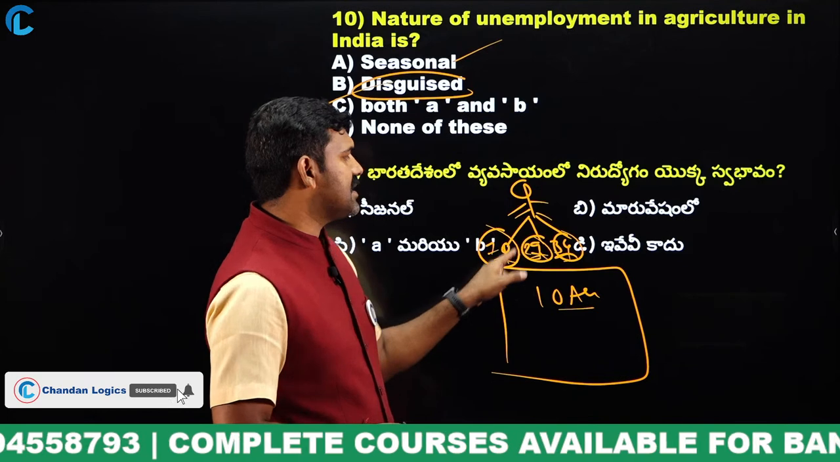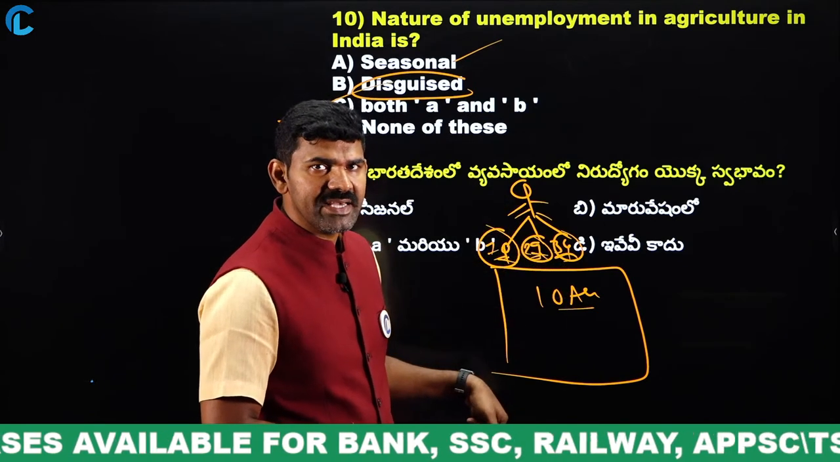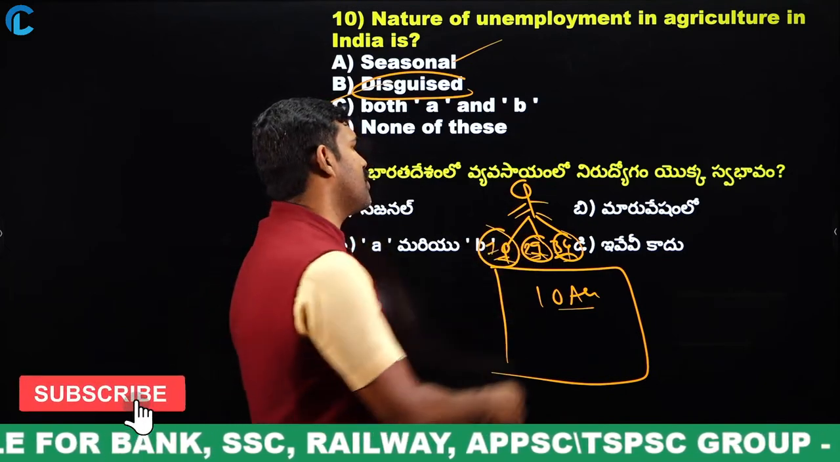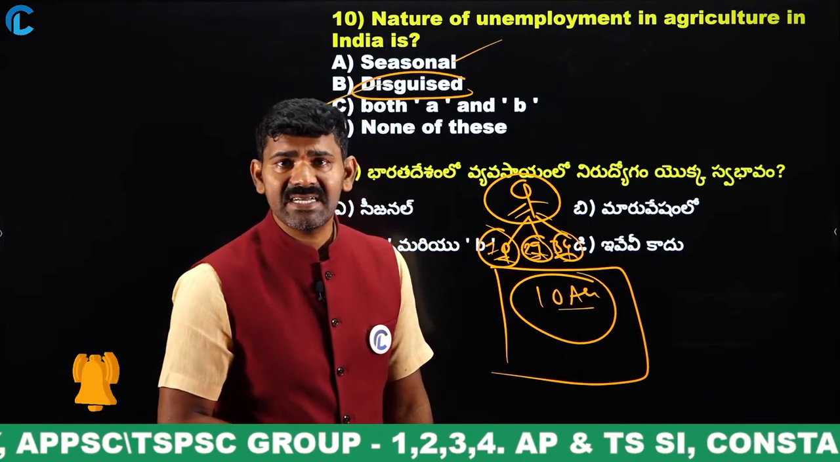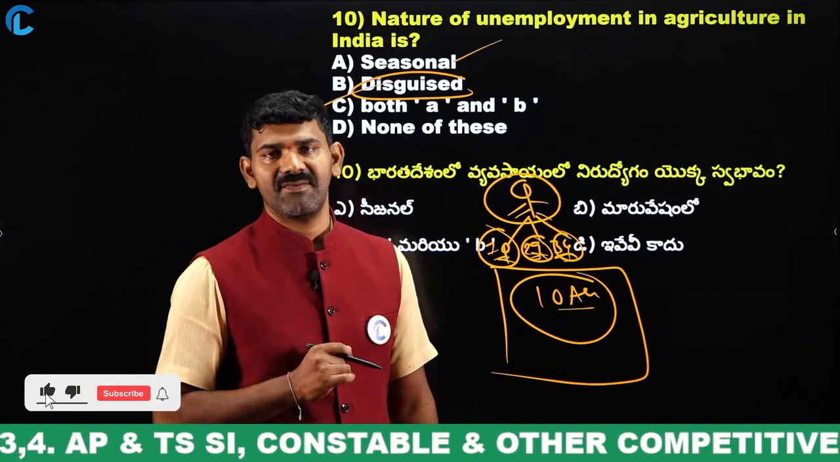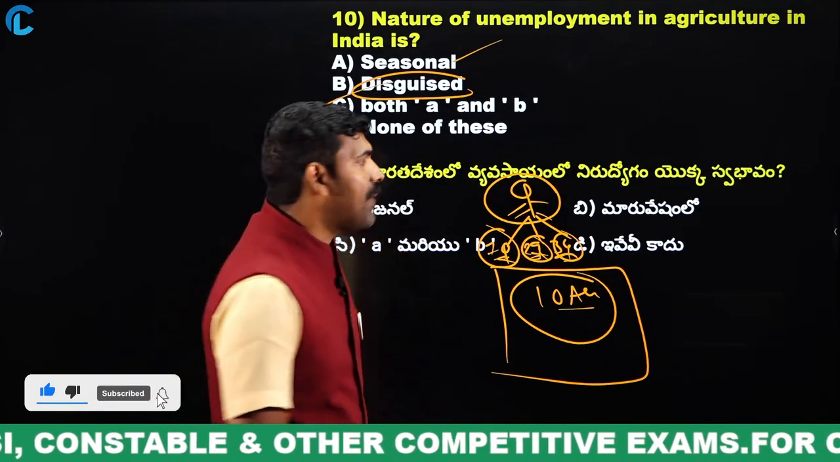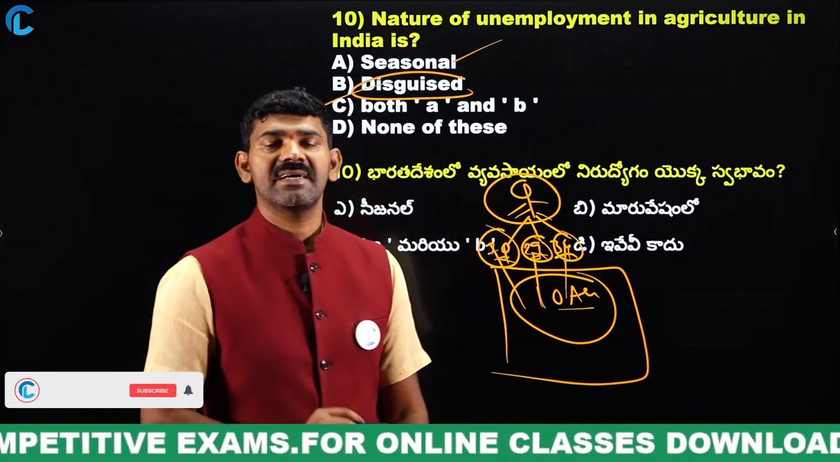This fellow is saying 10 acres, this fellow is saying 10 acres, this fellow is saying 10 acres. Does this old man own 30 acres? You go and ask him again. He says, no, no, no, I got only 10 acres of land. Then why are your sons saying 10 acres each? No, no, they are telling about the same land, 10 acres of land. Means what? Apart from this old man, these 3 fellows are also working in the same 10 acres of land.